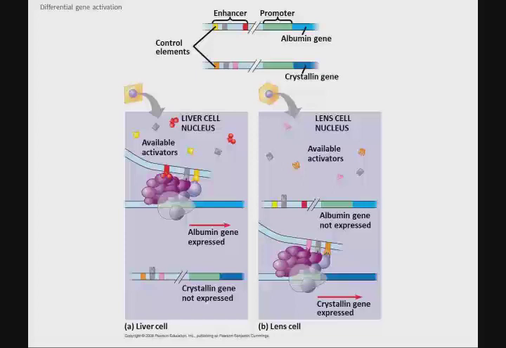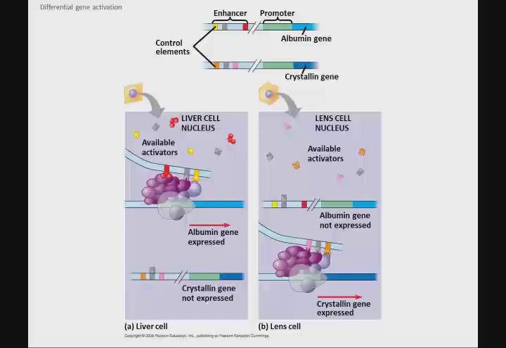So if we take differential gene expression with respect to development, we can look at the different promoters and activators that we see in a liver cell versus the lens cell that you see in an eye. So in the liver cell, we're going to look at the activation of the albumin gene, and in the lens cell, we're going to look at the activation of the crystallin gene, which is actually one of the proteins that makes the lens of your eye work.